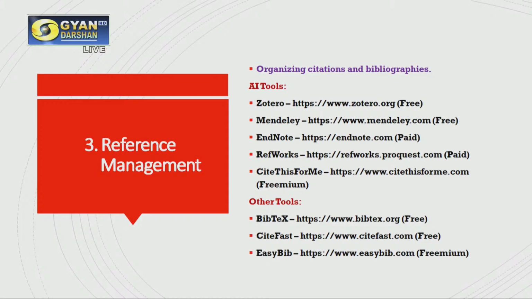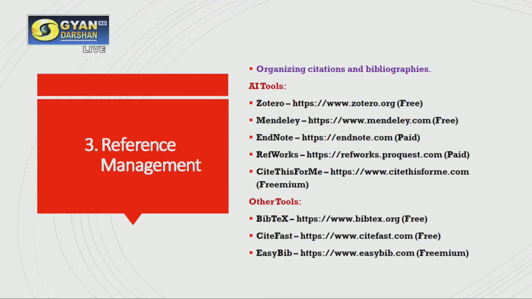Now you have various tools, like you just feed in the data like researcher name, author name, book name, journal name. It will automatically generate the references for you. So you can save time in a big way by making use of the tools. So on the screen, like Zotero, Mendeley, EndNote, RefWorks, Cite This For Me, BibTeX, CiteFast, EasyBib. These are some of the tools, but again I have listed only a few tools. Most of these tools are very popular that way.